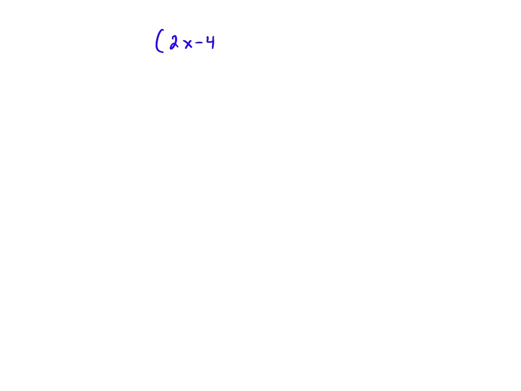Let's take a look at something a little more complicated. Ooh, that's probably a bad example. Let me get rid of that. 2x minus 3, and then 5x plus 6 equals 0. This is like your a. This is like your b. And if the product of a times b equals 0, then either a equals 0 or b equals 0.